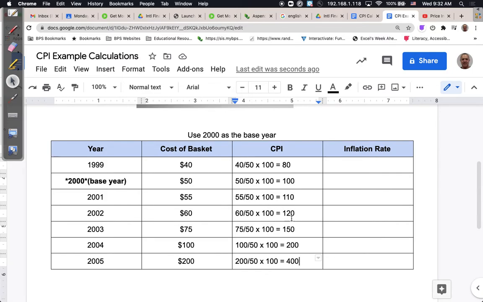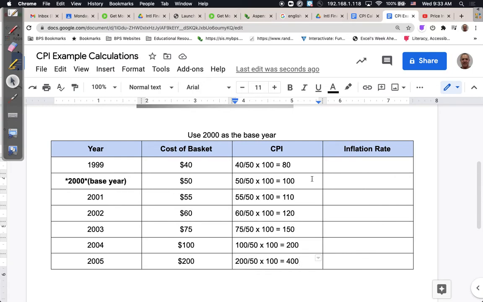And in 2002, you see this 120, the goods cost 20% more than they did in the year 2000. All right, and in the year 2003, they cost 50% more than in 2000. And in 2004, they were 100% more. In 2005, they were 300% more. That's the way to interpret that. And in 1999, the price of goods were 20% less than they were in 2000.